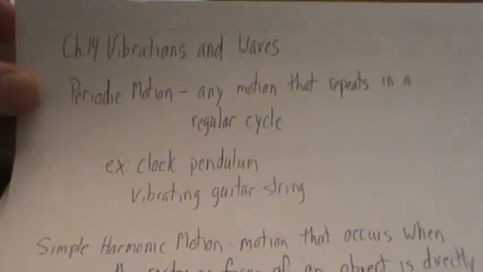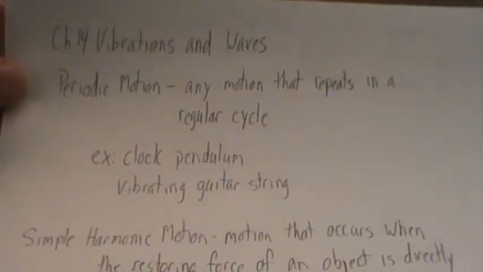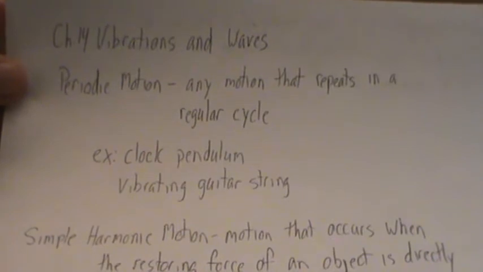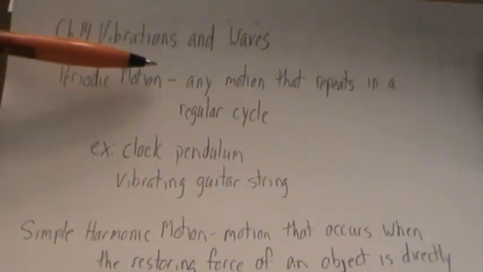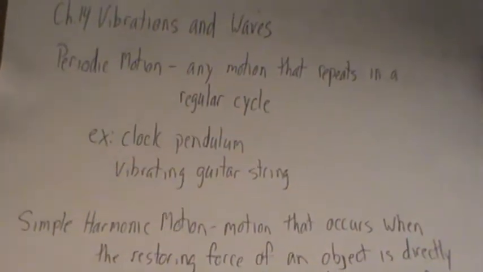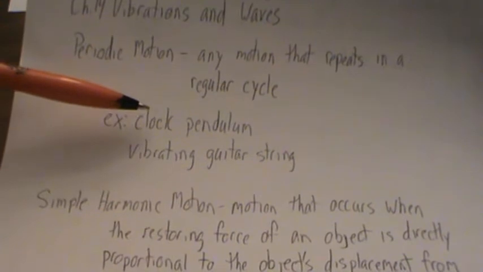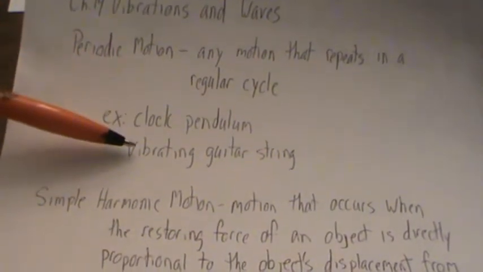Okay, the next chapter that we're going to get into is chapter 14. This is dealing with vibration waves. A couple of things with vibration waves: we're going to have what's called periodic motion. Periodic motion is just any motion that repeats in a regular cycle. An example would be a pendulum from a grandfather clock or any kind of clock that has a pendulum.